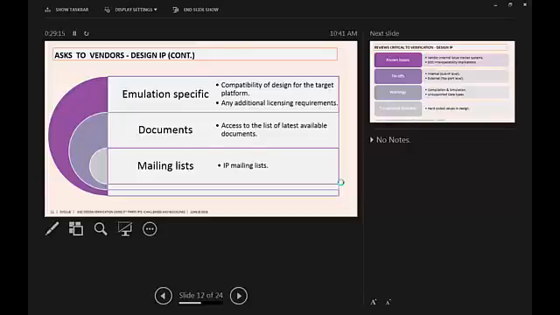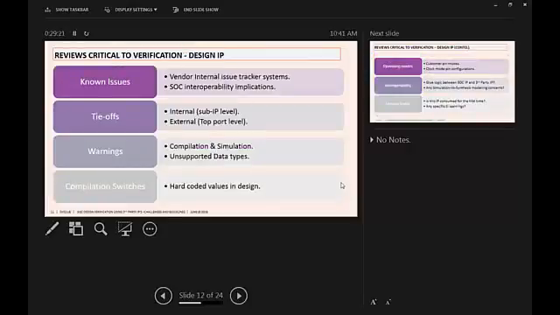Okay. Review is critical to verification of design IP. The known issues: do you already know all the issues that are there? Because the feature limitation is a little bit different, and they may not actually document all these things. So the vendor internal issue tracker systems, a typical example is Synopsys, we have some internal tracking systems. There may be other vendors as well. So that's the vendor internal tracking system, and you need to interpret all those things in your SoC interoperability implications. All these things I'm talking about are from the verification perspective.